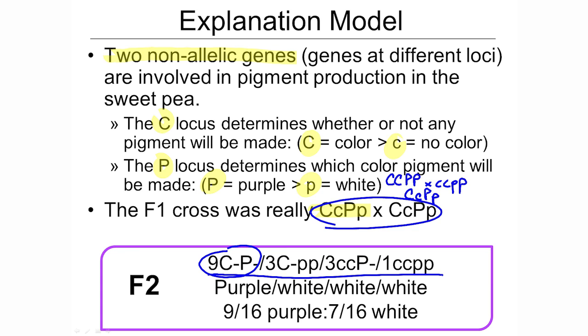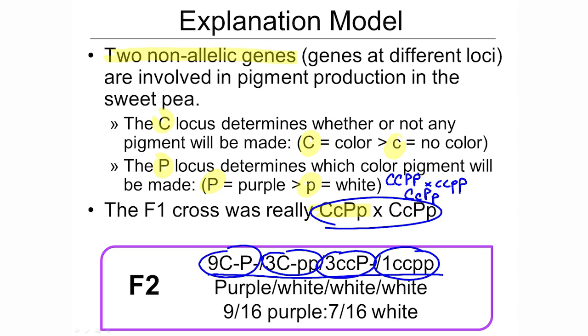So this part right here should not be very shocking. 9, which are going to have at least one capital C and one capital P. 3 that have a capital C but are homozygous for little p. 3 that are homozygous for little c and have at least one big P, and that 1 that's always doubly homozygous for the recessive trait. But now here's the whole key to this, you guys. If you put together two different genes, the C locus is epistatic to P, meaning it sort of interferes with P.